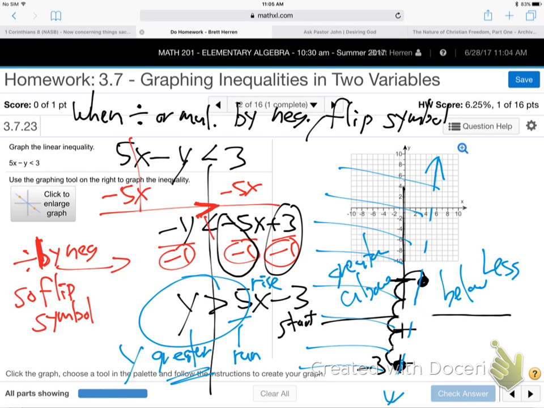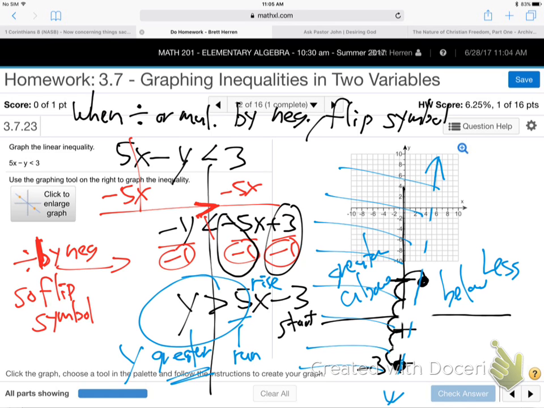I mean, you still have to have it there to serve as a border for the shading, but you don't include it in the answer. It's not really part of the answer. They don't want the equals. They don't want the line. They only want the greater. They only want the stuff above the line. There we go. Does that make sense? That's the whole section right there. Questions on that one?